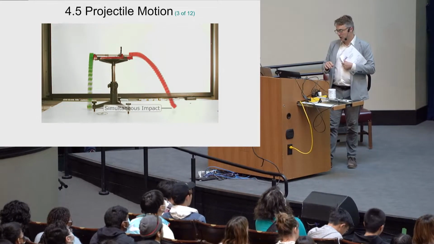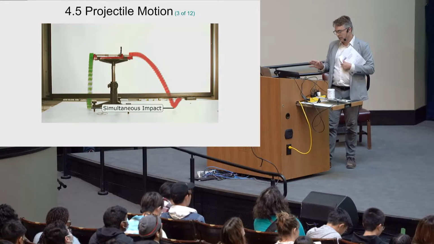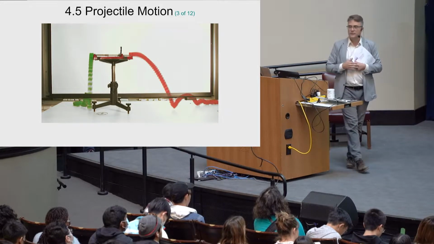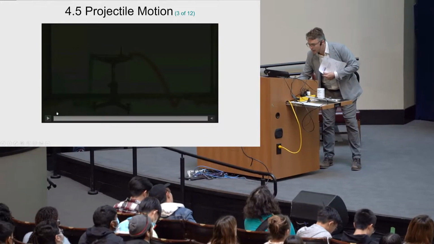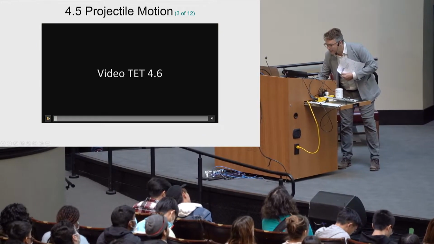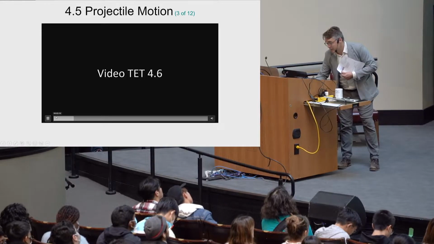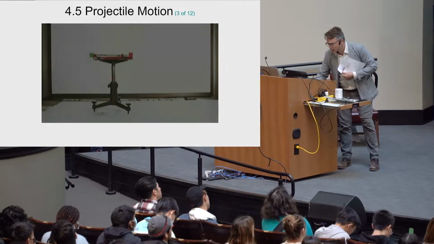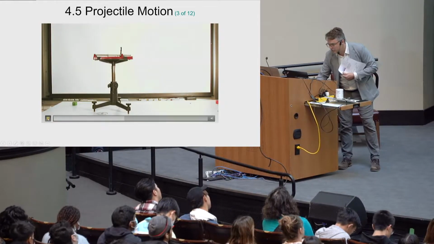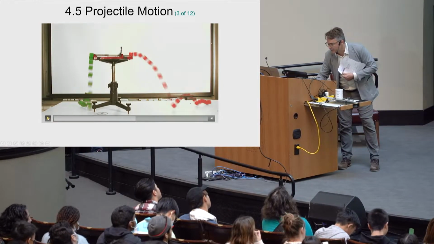So one is dropped straight down and one is fired horizontally. They impact the floor simultaneously. Now, the orange one, if we can go back a little bit, has a higher speed at all times than the green one. They're tiny little blocks and they're shot by a spring. Maybe press pause right there.